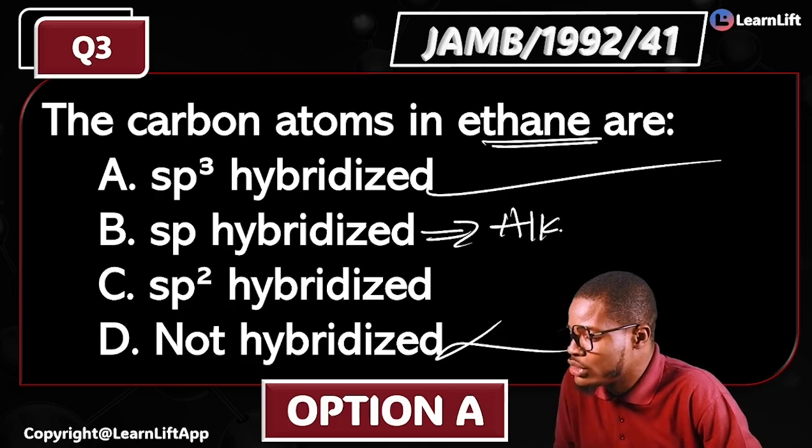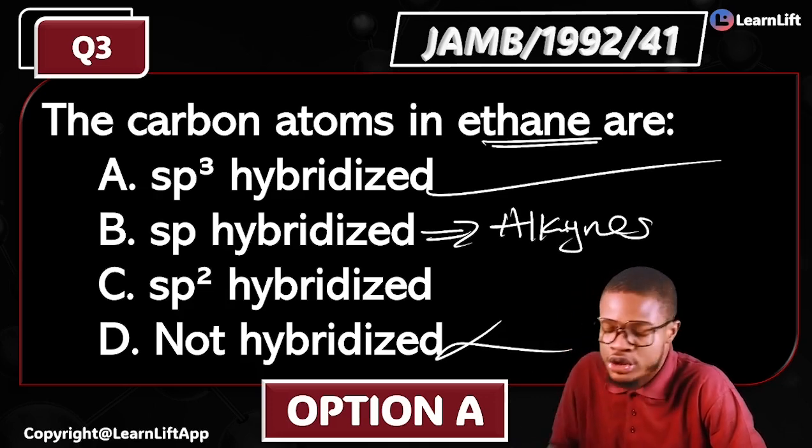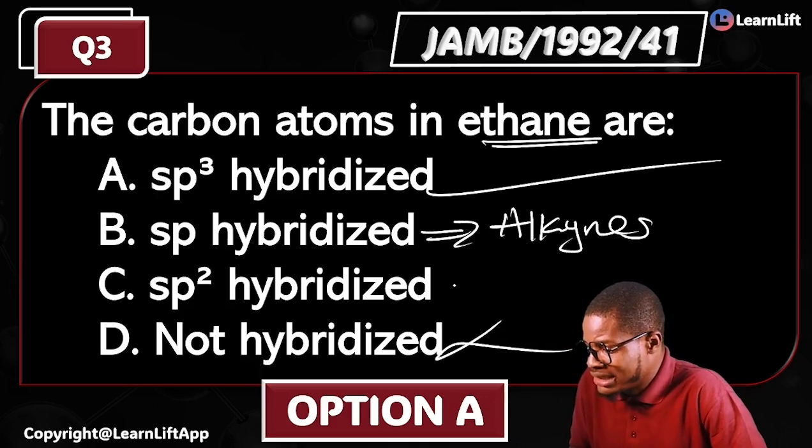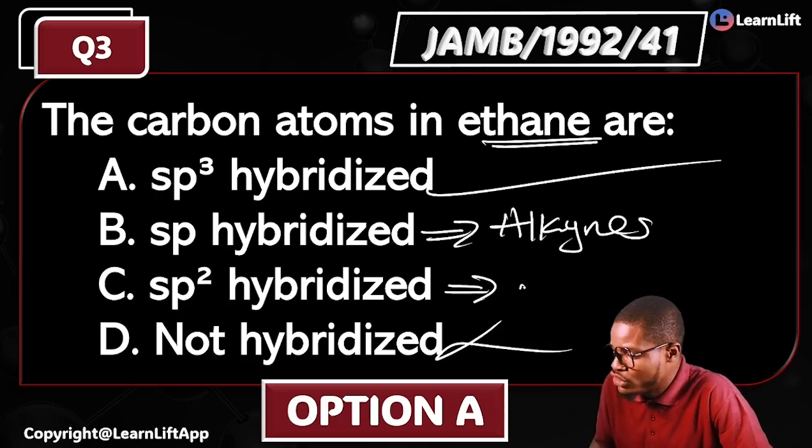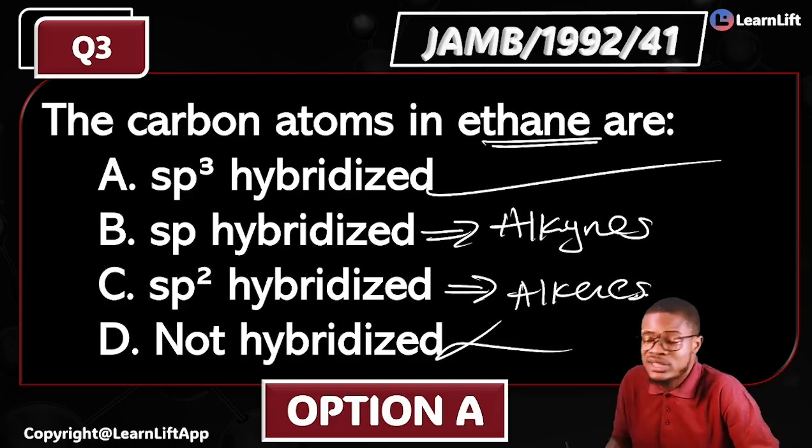Okay, sp hybridization, where do we see it? We see it in your alkynes, that's your triple bond. sp2, you see it in your double bond, that is your alkenes. Are you seeing it now?